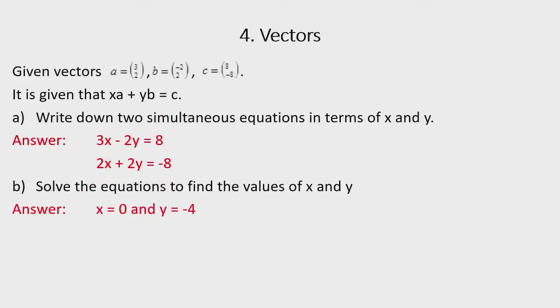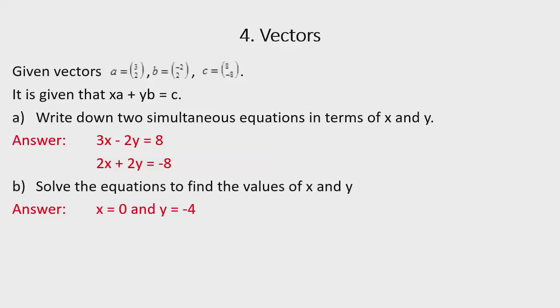Vectors. Let's quickly look at vectors. Vectors always have coordinates. Given vectors A is equal to (3, 2), B is equal to (-2, 2), and C is equal to (8, -8). That's what we are given. It is given that XA plus YB is equal to C.